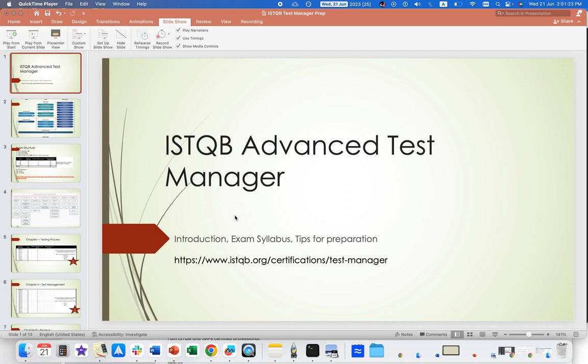If you are already foundation level certified and wishing to become test manager certified, then this course is for you. All the contents of this course are taken from the ISTQB official site, and if you want to get more details, you can go to istqb.org, certifications, test manager. Then you will see all the information about the content, syllabus, sample questions, the rules, exam structure, and the successful ways to become ISTQB test manager certified. Without any further ado, let's get started.